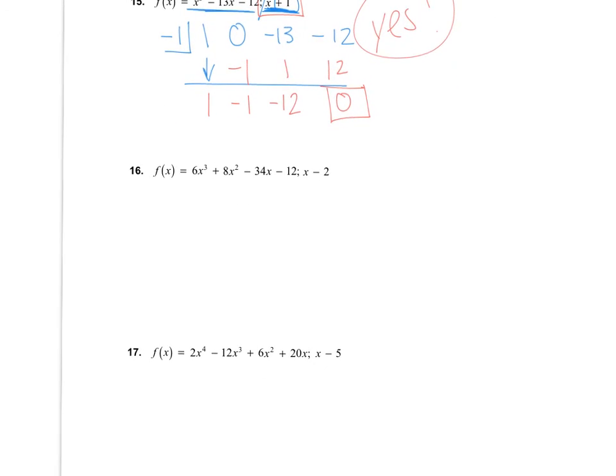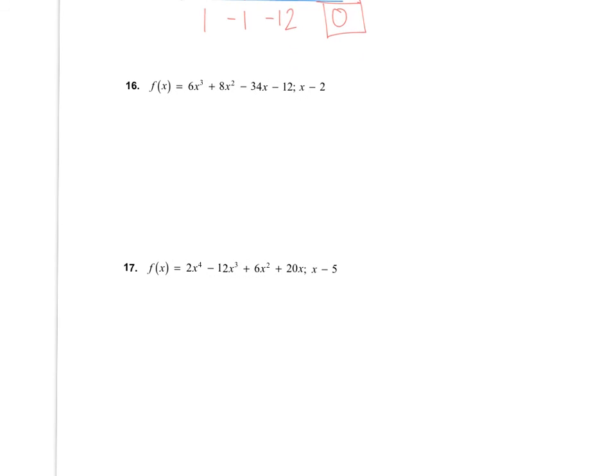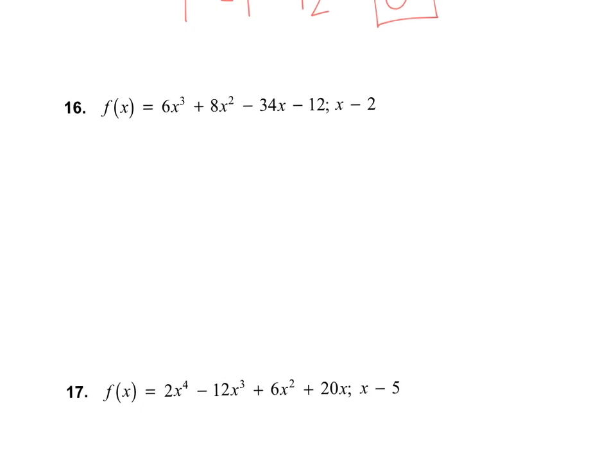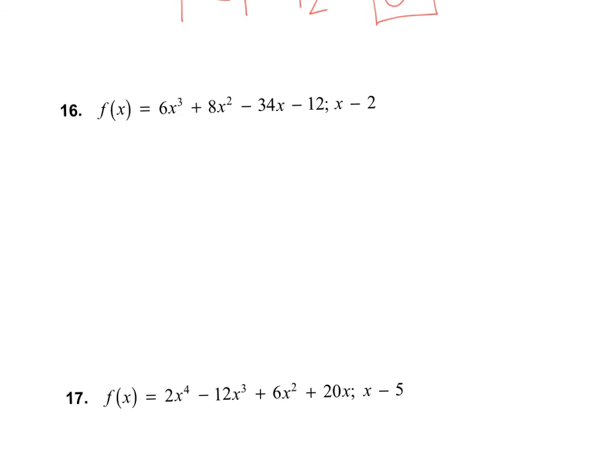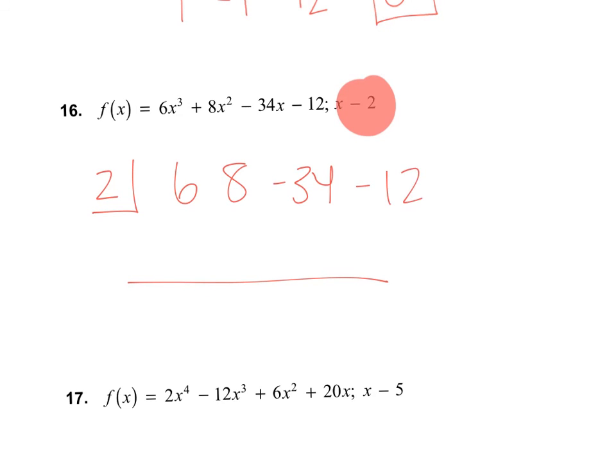You can do the same thing for 16, the same thing for 17. Just plug in whatever this is. Remember that it is the opposite of that. So you'd put a 2 there, and then fill in all this. Just make sure you don't skip any terms. So 6, 8, negative 34, negative 12.